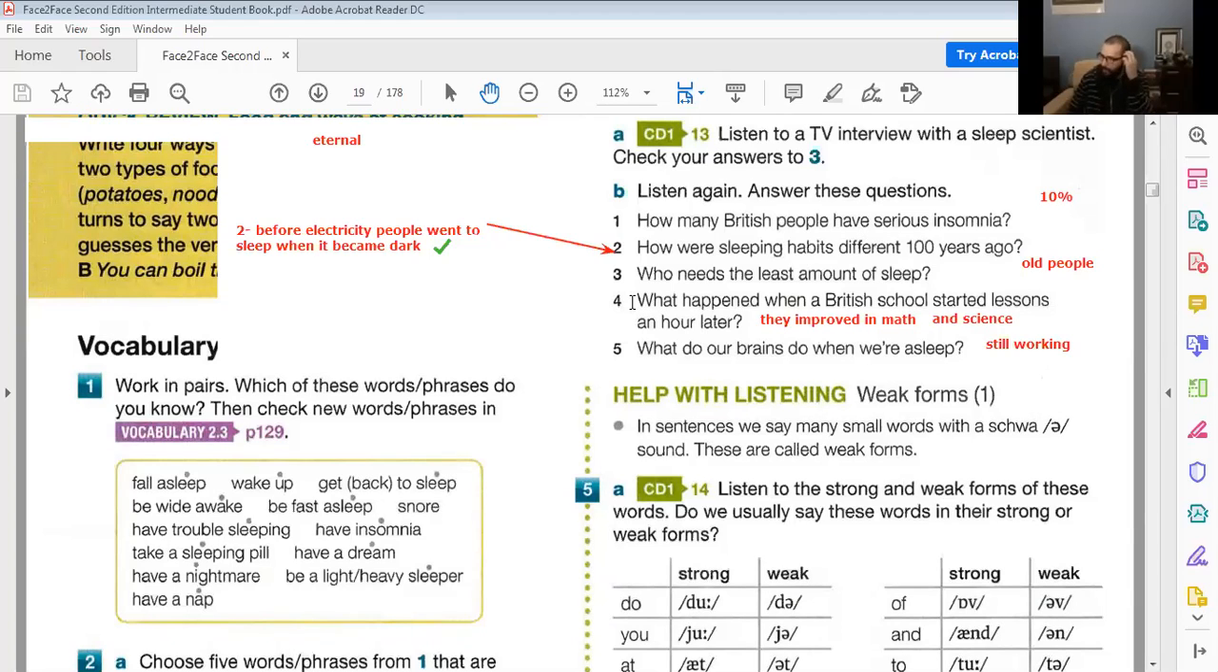So, what about question number 4? Yes, correct. They improve in math and English, not science. English, exactly. So it was English, not science. Okay, so you kind of 50% answered it correctly, which is also good. So in math and science, sorry, English.